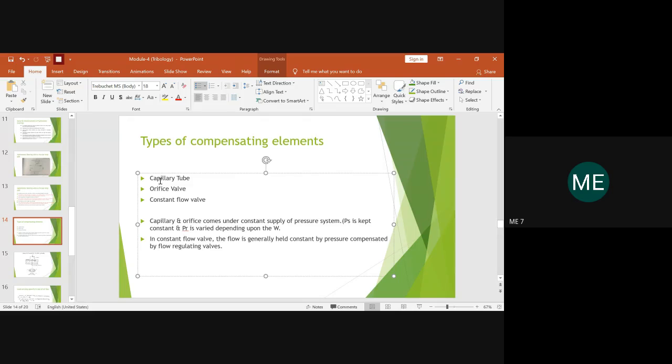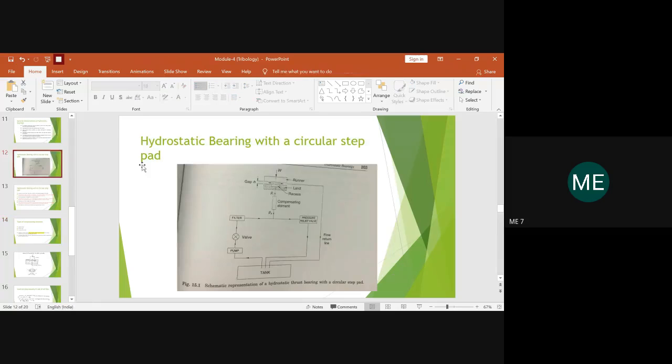So if you use either a capillary or orifice type of valve, you will always have a constant supply of the pressure system. That is the main need. If you need a constant supply of pressure across the oil you are passing, it's better to go with the capillary or the orifice type of valve, the first and the second. In this case, the PS value is always kept constant, and only PR is varied depending upon the load which has been applied. It is simpler because there is no need to vary PS here.